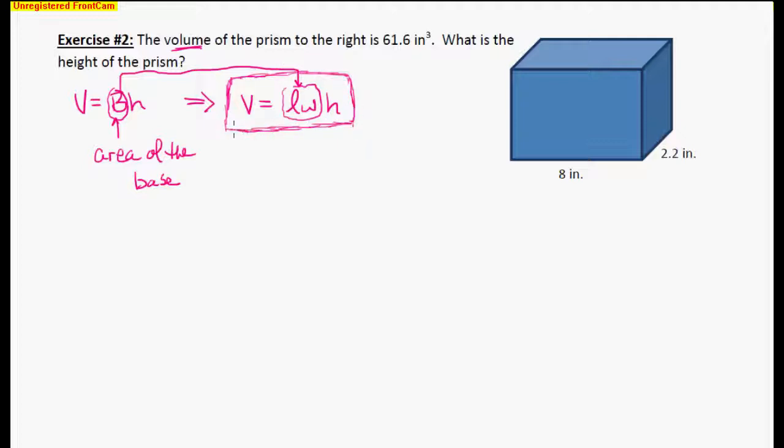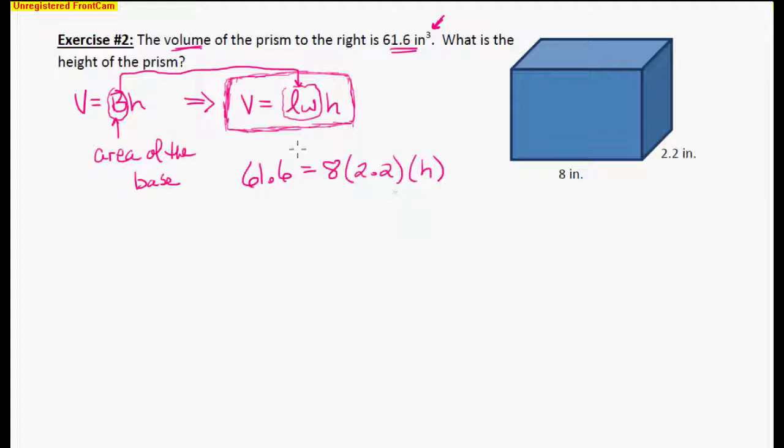I simply plug in what they give me and solve for the thing that they don't give me. Well, they give me the volume, so I'm going to take that number and put it in for V. And notice this third here, whenever you're talking about volume, you are cubed or raised to the third power. So take note of that. They want me to find the height, so I'm solving for h here. And so what else do they give me? Well, they give me the length right here. The length of the base is 8, so I'm going to plug that in for L. And the width of the base is 2.2. And I don't know h.